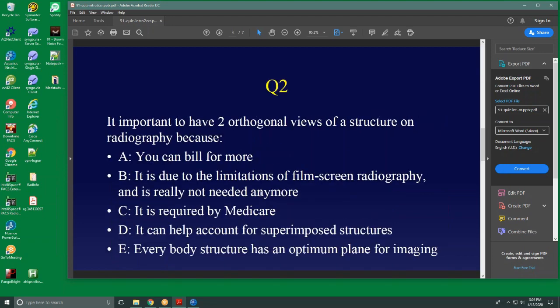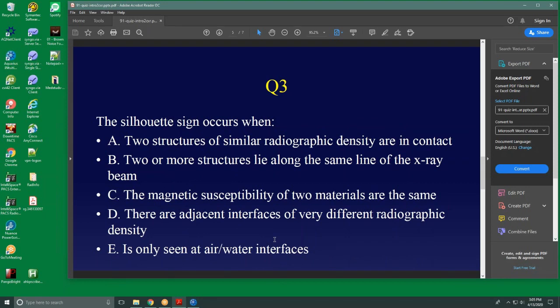Question 2, why is it important to have 2 orthogonal views of a structure? Because it can help account for superimposed structures. Some of these may also be applicable, but this is the best answer. This is why you do it, to account for superimposed structures. Please, if there are any questions as we go along, do chime in and let me know. The silhouette sign occurs when two structures of similar radiographic density are in contact. They really do need to be in contact, because otherwise the probability of the silhouette sign occurring is near 0.